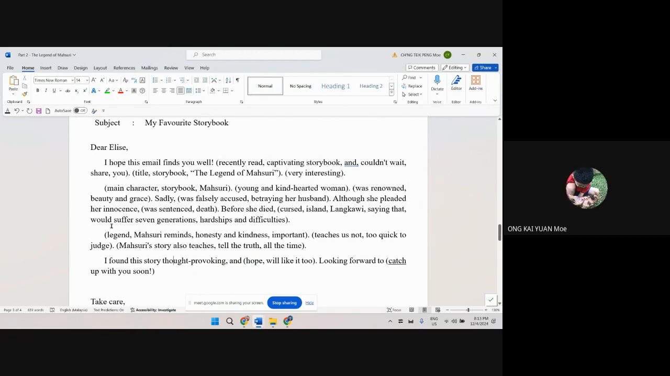Sorry to interrupt. What is the meaning of was sentenced to death? Was sentenced to death is like killed, was ordered to be killed. Okay, if someone was sentenced to death, it means that particular person was ordered by court, 被法庭命令 to be killed.